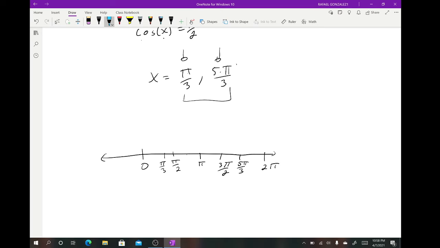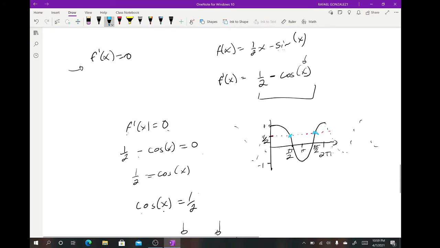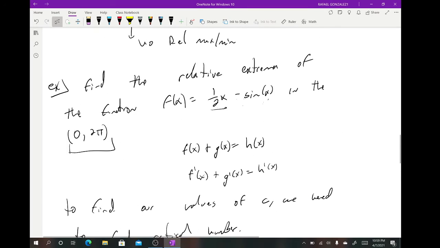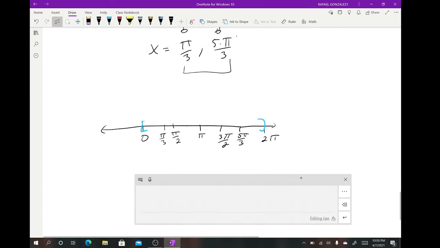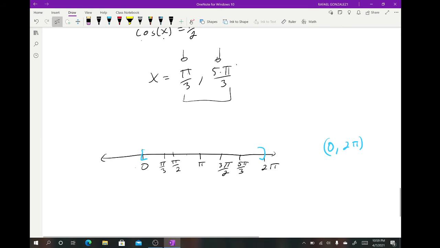Now, I'm working on the interval 0 to 2 pi, okay? 0 to 2 pi. And this was given to me as an open interval. I think I wrote it as open. I'm using closed interval notation here, but I do not mean that this interval is closed. I'm just focusing on these two lines. Okay, so we're working on the interval 0 to 2 pi. I have two critical values, pi over 3 and 5 pi over 3.